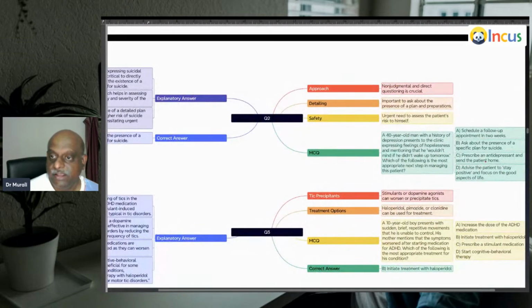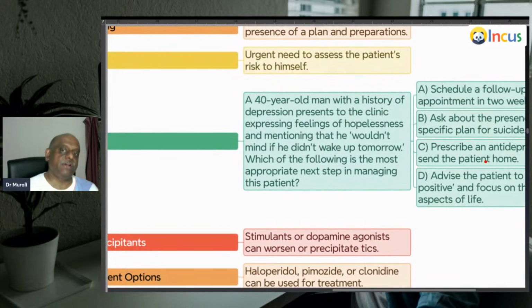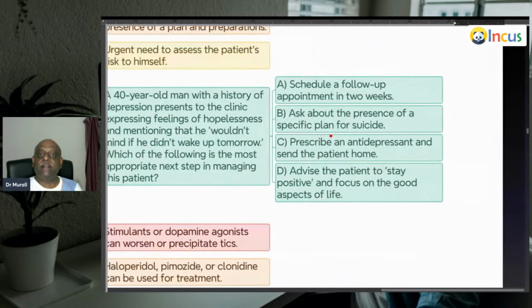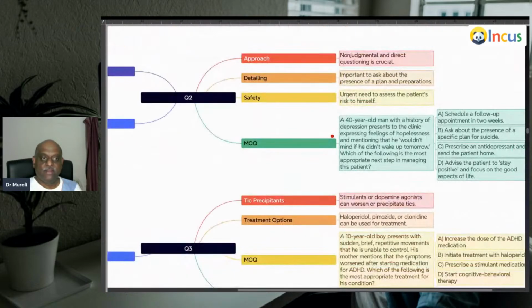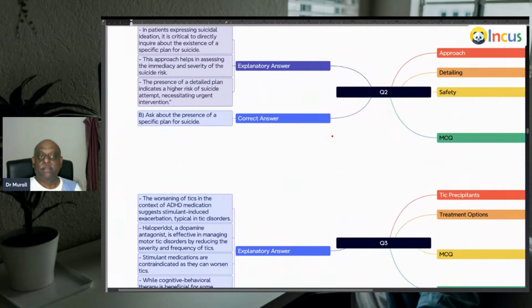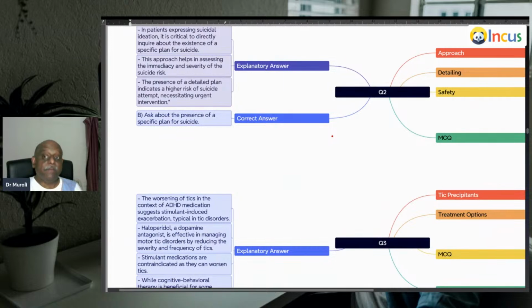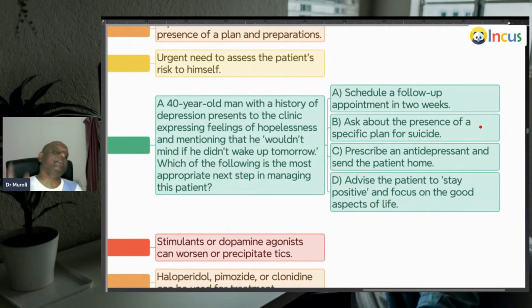Now, doctor, a 40-year-old with a history of depression expresses feelings of hopelessness, saying he would not mind if he did not wake up tomorrow. What is the most appropriate next step to manage this given case? So you should know: ask the depressed patient about his plan for suicide.